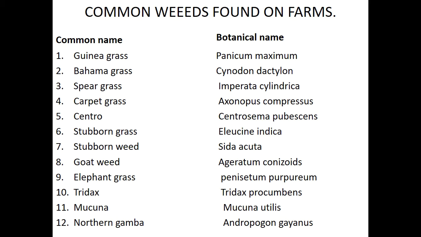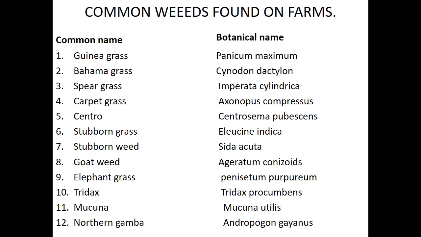We have the Bahama grass, which is called Cynodon dactylon. We have spear grass, which is called Imperata cylindrica. We have the carpet grass, it's called Axonopus compressus. Then we have the centro. The botanical name of centro is called Centrosema pubescens. Then we have stubborn grass. It's called Eleusine indica.